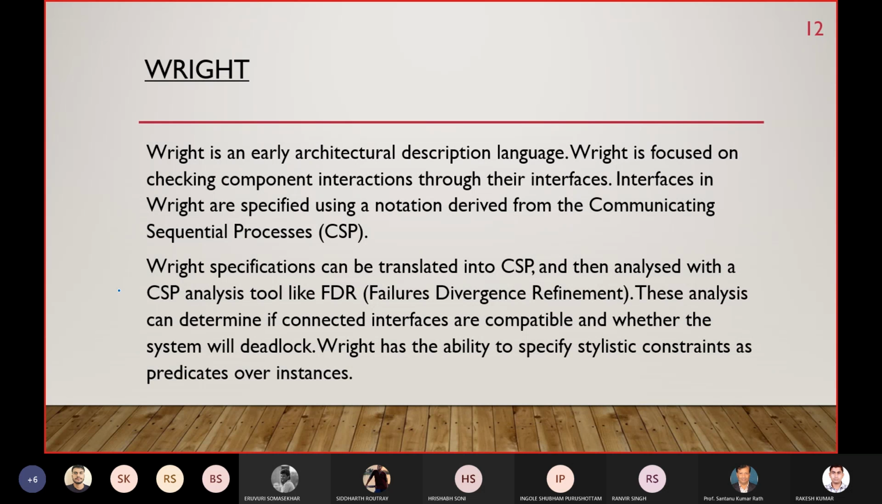Okay, Wright specifications can be translated into CSP and then analyzed with a CSP analysis tool, which is FDR, that is failures, divergence, refinement. These analyses can determine if connected interfaces are compatible and whether the system will deadlock. So it also checks for deadlock. Wright has the ability to specify stylistic constraints as predicates over instances.